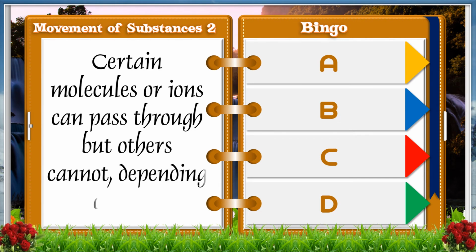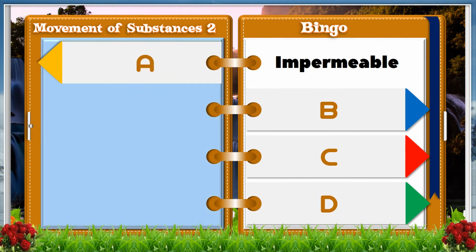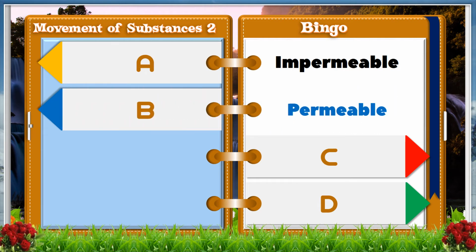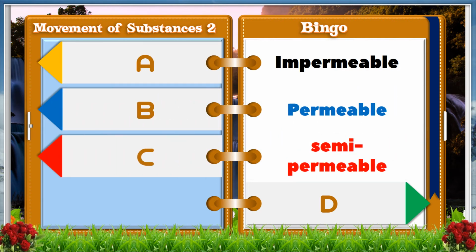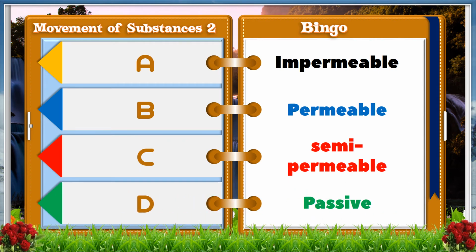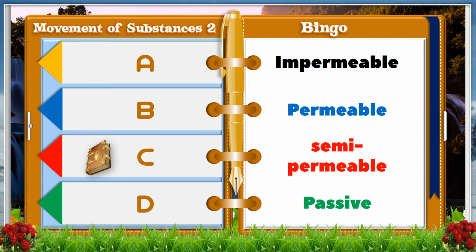Certain molecules or ions can pass through, but others cannot, depending on size. A, impermeable. B, permeable. C, semi-permeable. D, passive. And the answer is C, semi-permeable.